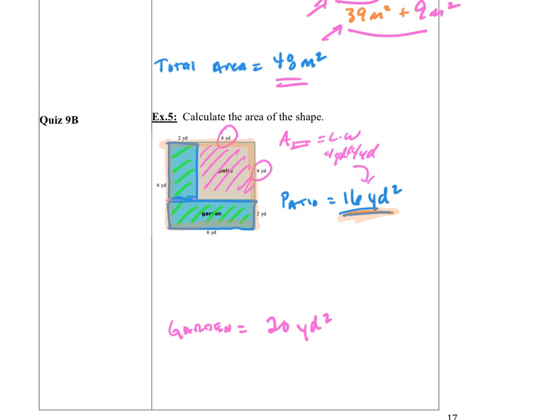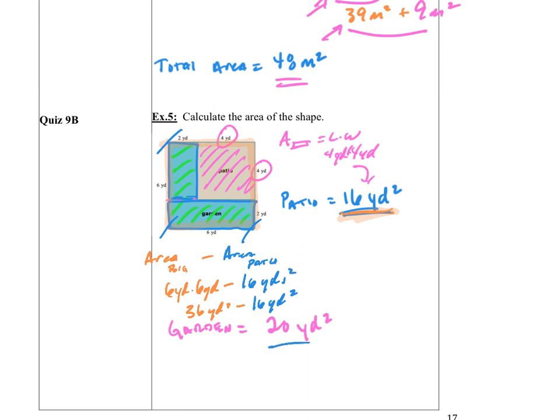So if I know the whole thing, again, area of a rectangle is length times width. So I'm going to take the area of the big minus the area of the patio. The big one is just 6 by 6, so that's 6 yards times 6 yards, minus, I already said that was 16 yards. Which is going to be 36 yards squared minus 16 yards squared, which gives me 20 yards squared. So the garden area is 20 yards squared.